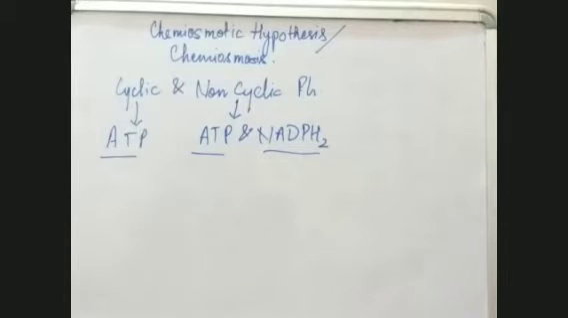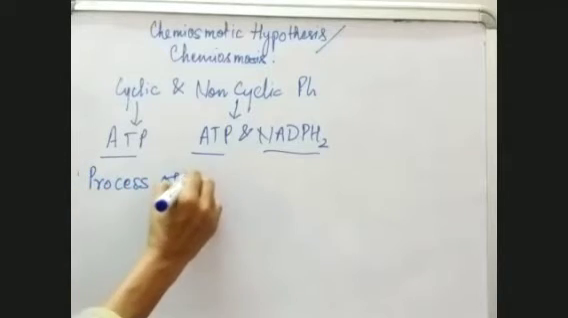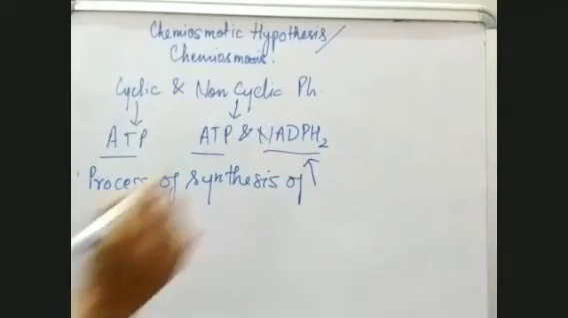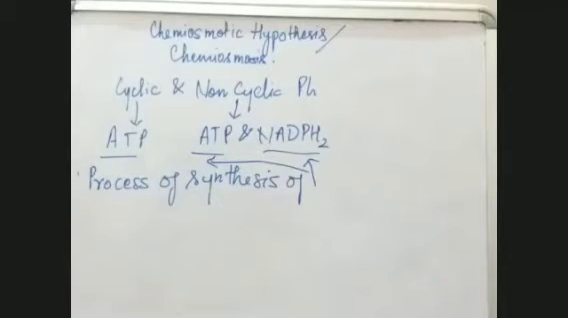Now, what we are going to do today is chemiosmotic hypothesis or process of chemiosmosis. Now, how is this linked with chemiosmosis? Chemiosmosis basically is the process of chemiosmotic hypothesis. Basically, it tells about the process of synthesis of these high energy compounds, both. Process of synthesis of ATP and NADPH. This process of synthesis is explained by chemiosmotic hypothesis.